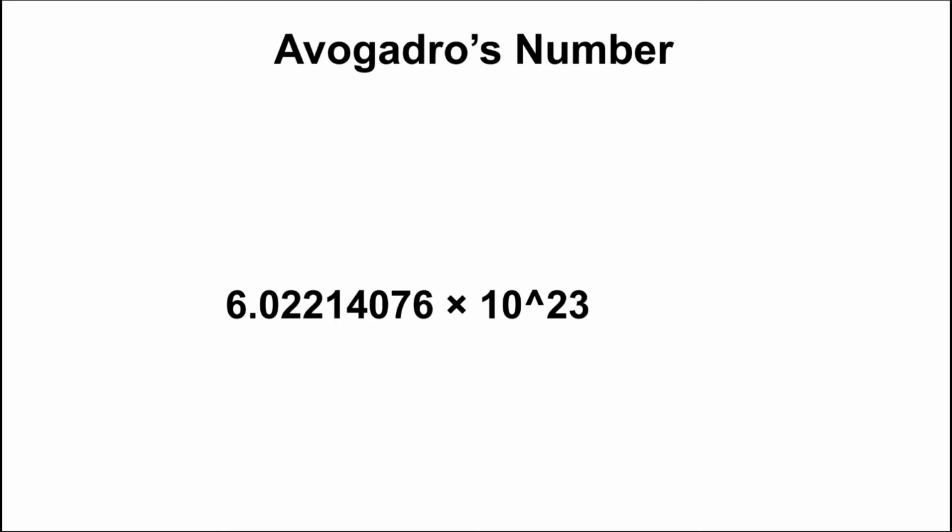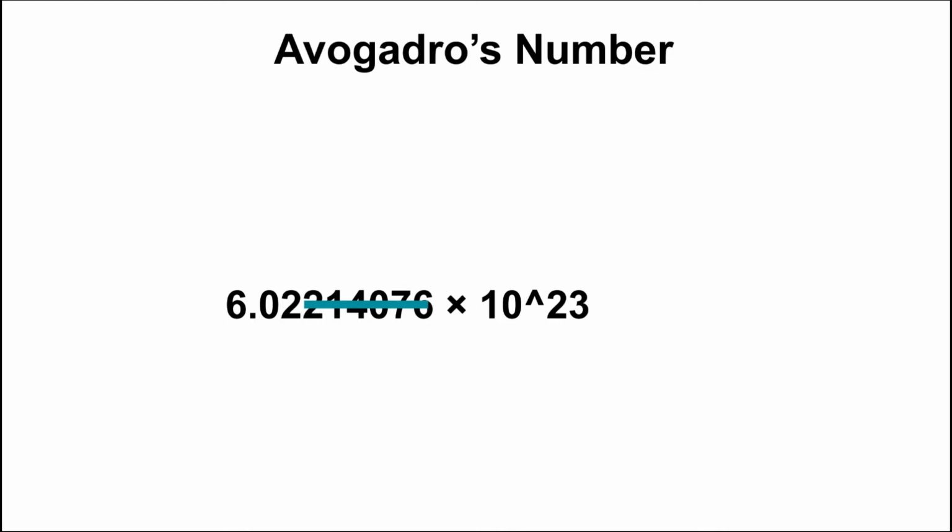So, I think you might be wondering about the value of Avogadro's number. It is exactly 6.022140076 times 10 to the power of 23. But you don't have to memorize all the digits.